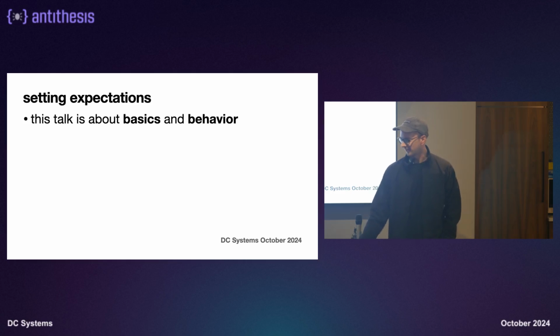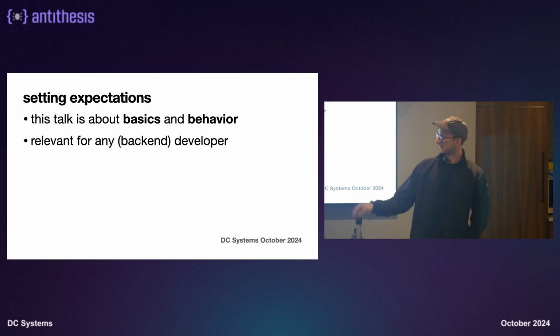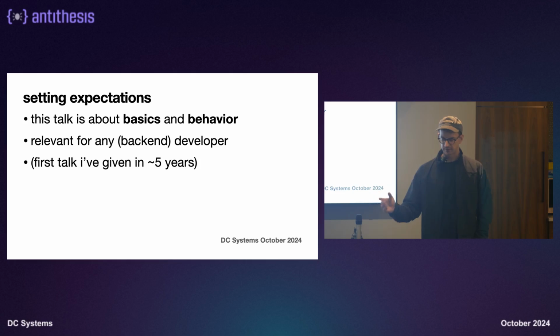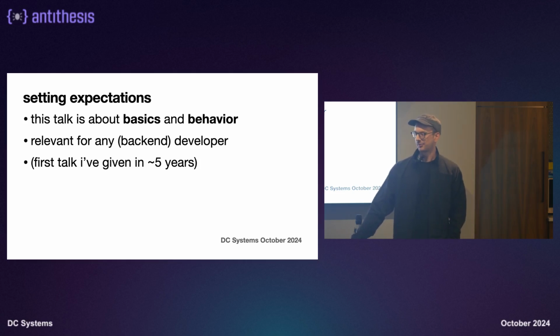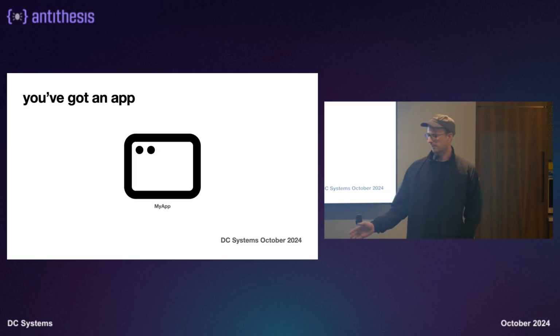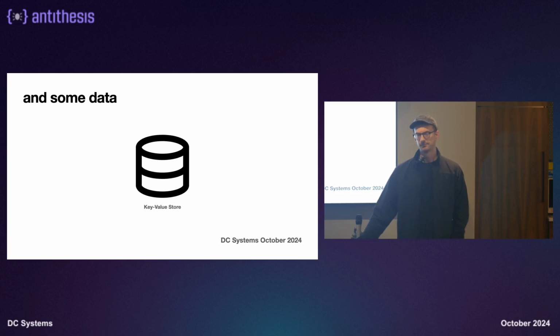The point of this talk is primarily about fundamentals and behavior of distributed consensus. It's pretty relevant, I think, for any backend developer today, because almost all of the infrastructure that we use, for example, Kubernetes or Elasticsearch, is actually built on distributed consensus. So even if you're not going to go home and build Raft, which honestly I encourage you to do, I hope you'll still take something that's pretty relevant to your job. And this is also the first talk that I have given in a long time, so again, let's go.